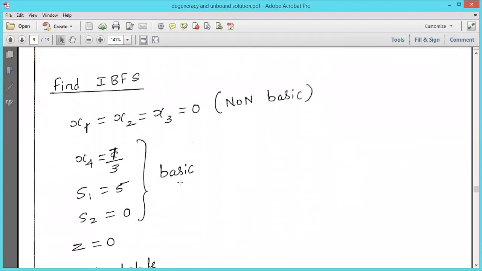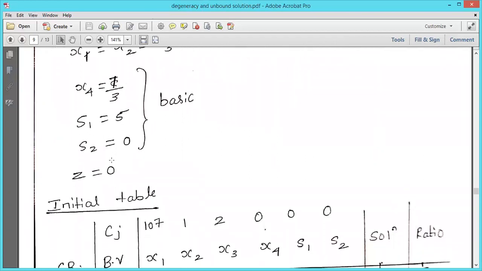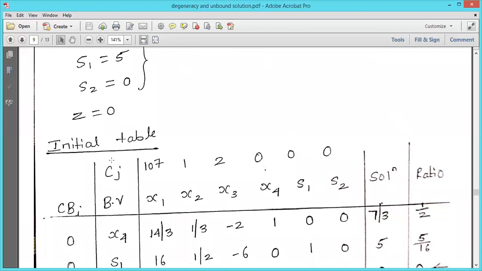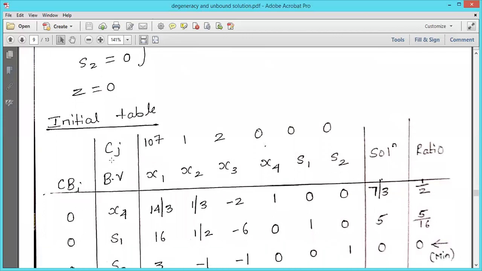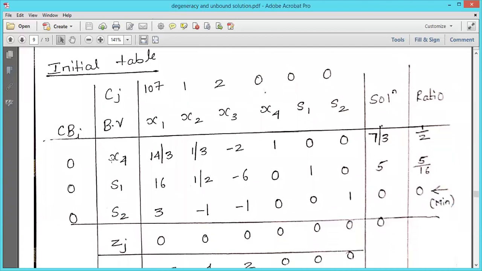And finally, if I substitute all these values in the objective function, we will have the value for z as 0. So from 0 we will start. So 0 will be our initial feasible solution. Now we will see whether we can improve our optimal solution or not.